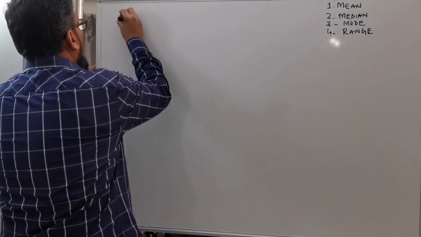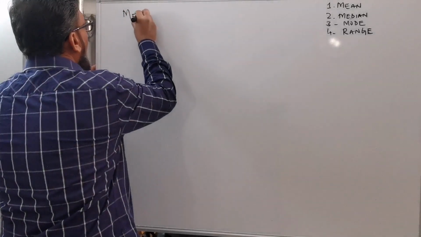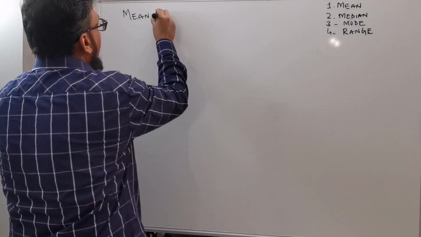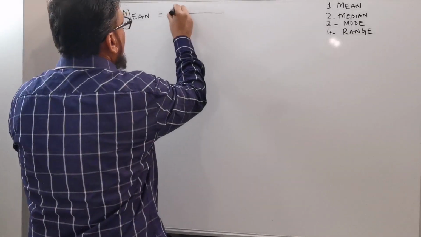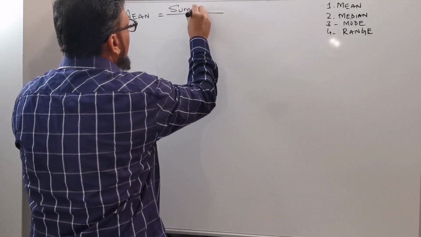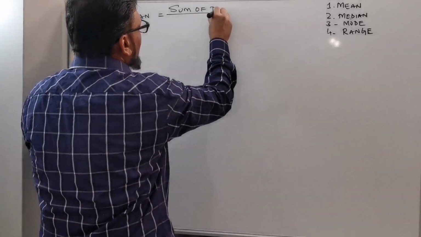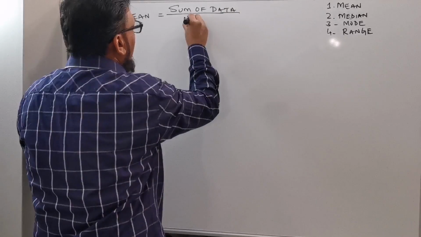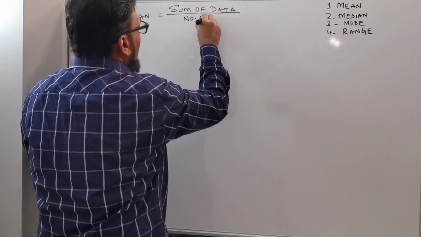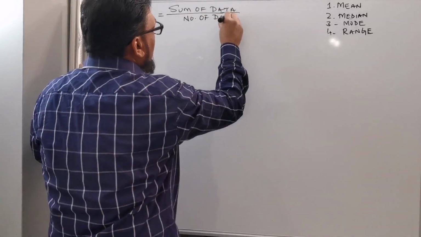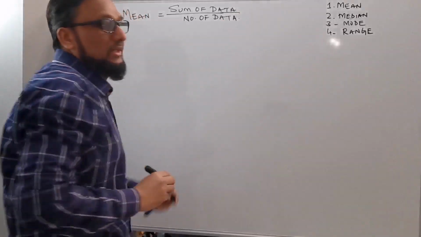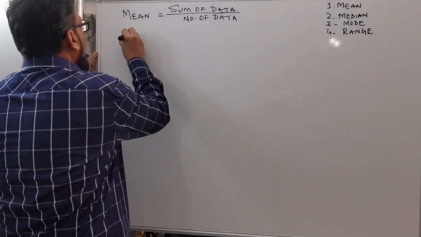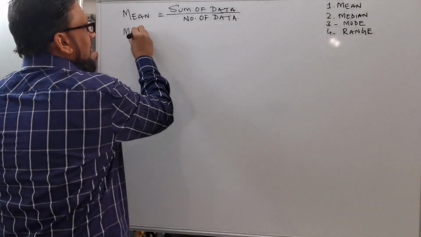First we need to know the mean. So mean means the sum of data divided by the number of data is called mean, and the second one is called median.